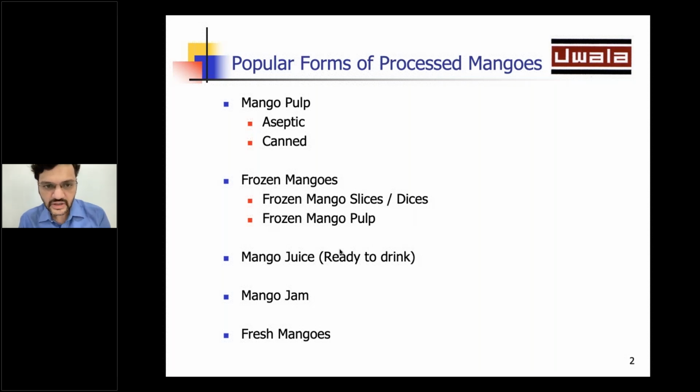Now that again happens in two different ways. One is aseptic mango pulp, and second is canned mango pulp. What are these processes? How are they different from each other? Those I will cover in this presentation.